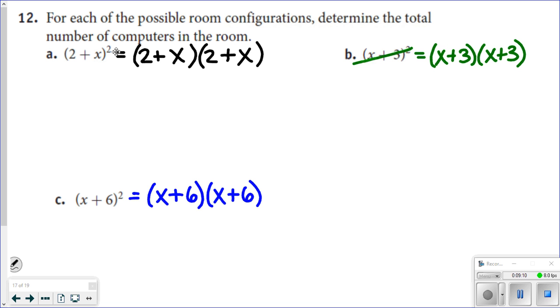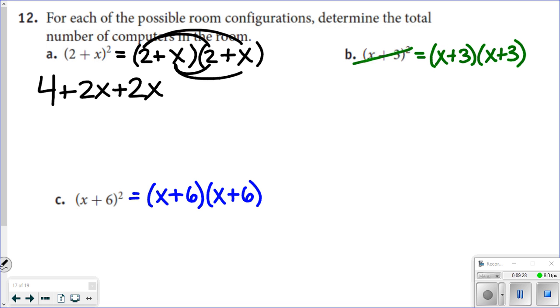For question A, I'm going to FOIL or distribute. So first, 2 times 2 is 4. Outside, 2 times x. Inside, x times 2. Last is x times x, which is x squared.